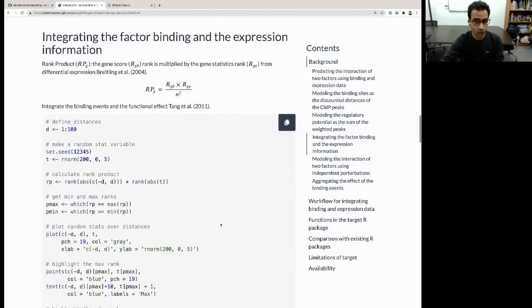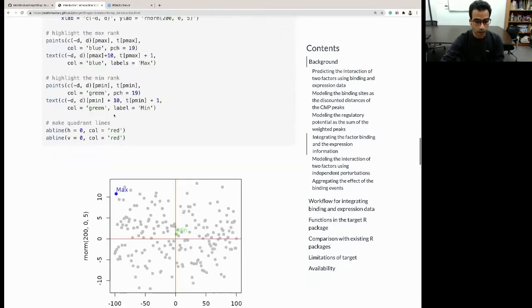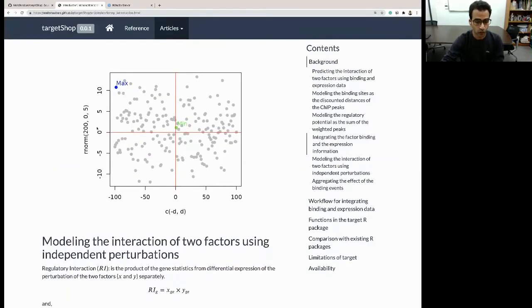And to integrate those two types of data, the binding and the expression data, we rank the genes by regulatory potential and by the differential expression statistics, such as a fold change from a perturbation experiment, and multiply these ranks to get a ranked product. And this ranked product will tell us how important the gene is in this particular experiment. So visually, this would also look something like that.